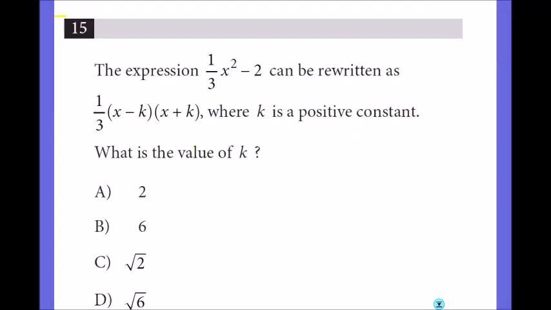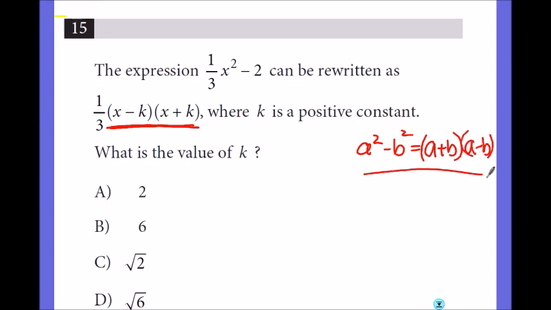15. The expression 1/3 x squared minus 2 can be rewritten as the difference of squares. Remember, if you have a squared minus b squared, it equals a plus b times a minus b. This comes up a lot in the SAT and all the other upper math courses, so please remember the difference of squares.